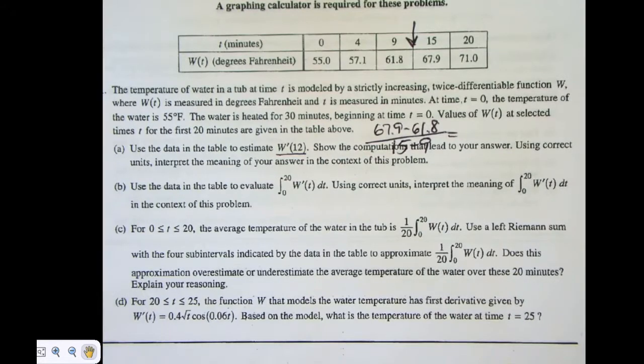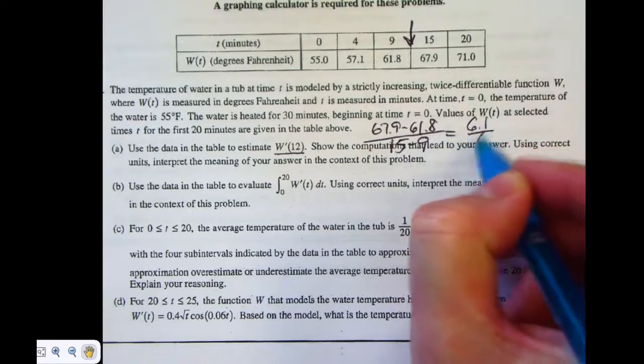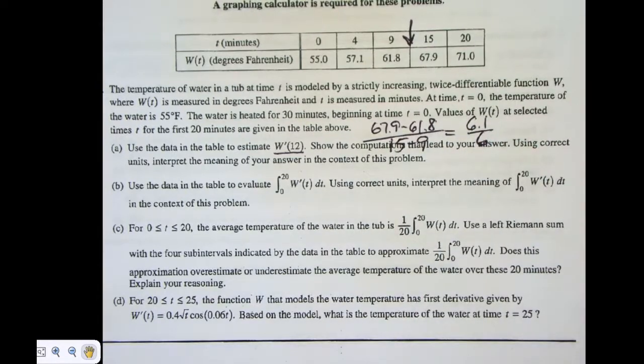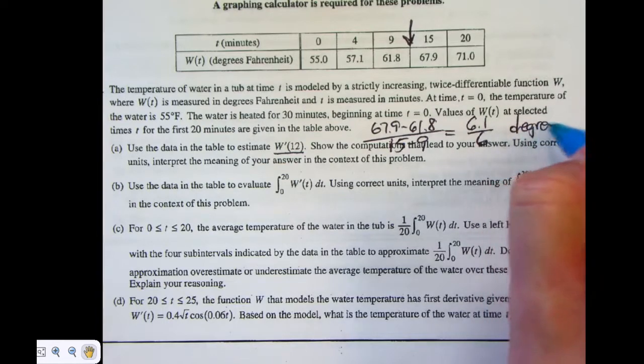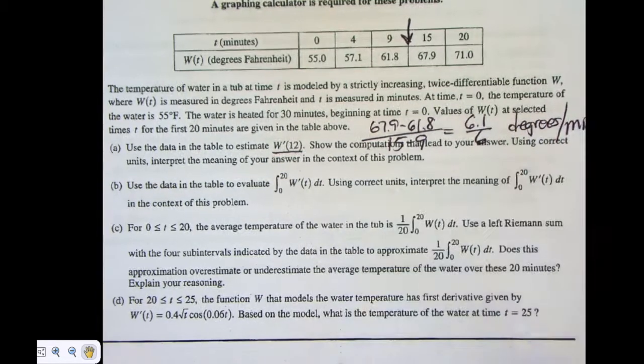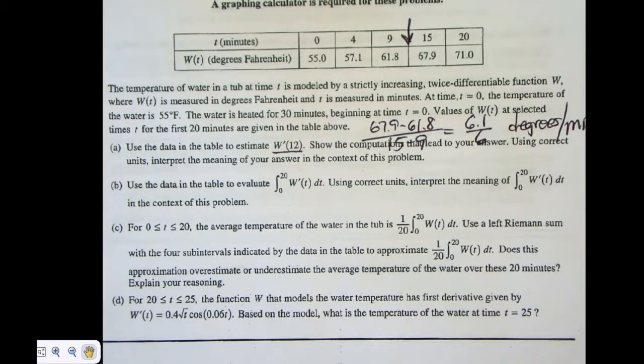That's like 6.1 over 6. And what would the label be? It'd be degrees per minute, because now we're at a velocity level. So you have to have a per second or per minute or something. And then interpret the meaning. So what is that telling us?